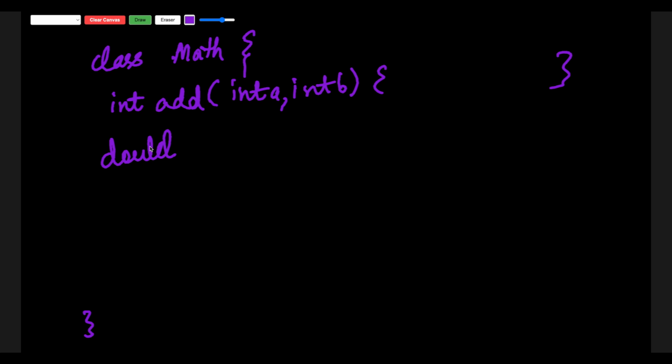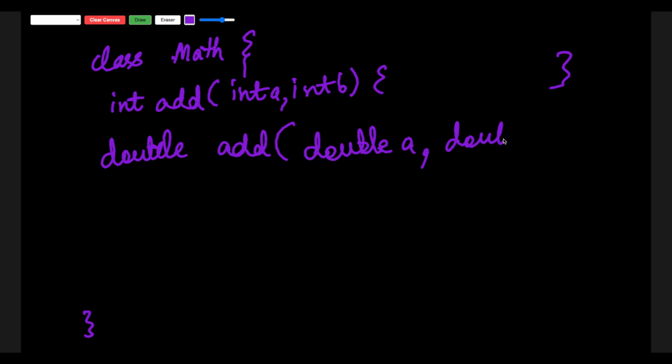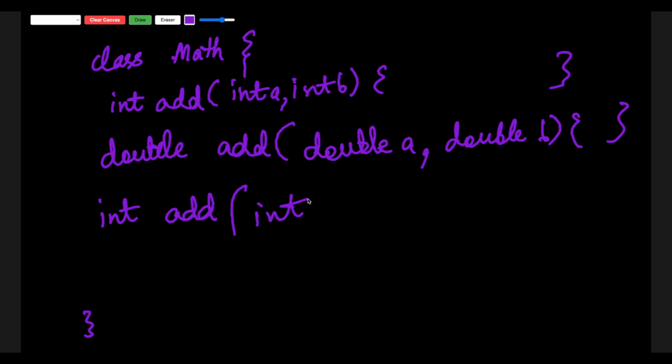So int add(int a, int b). Another function looks like double add(double a, double b), or a function like int add(int a, int b, int c). So basically the name of the function is the same but the parameters are different. So this is method overloading.